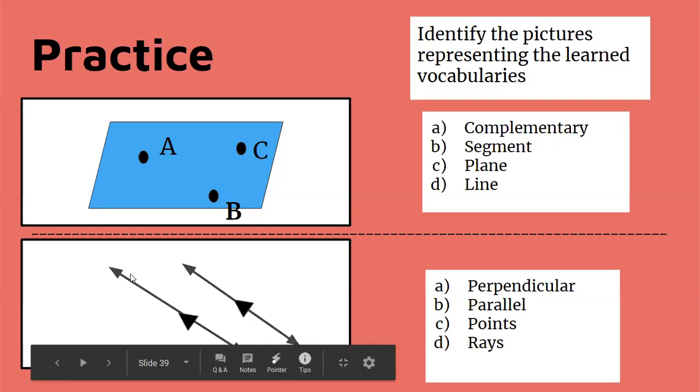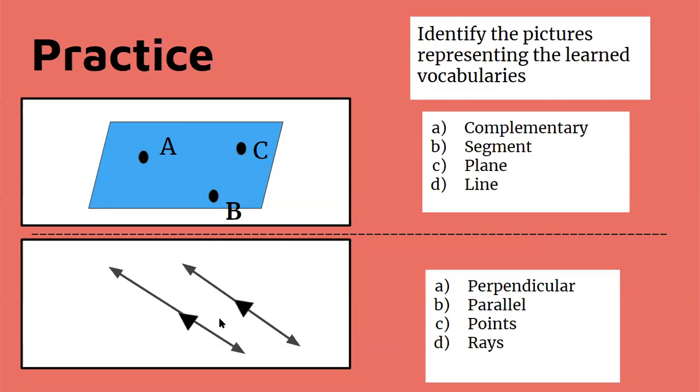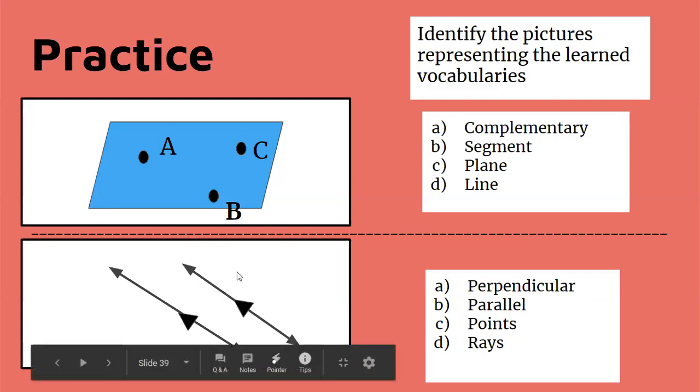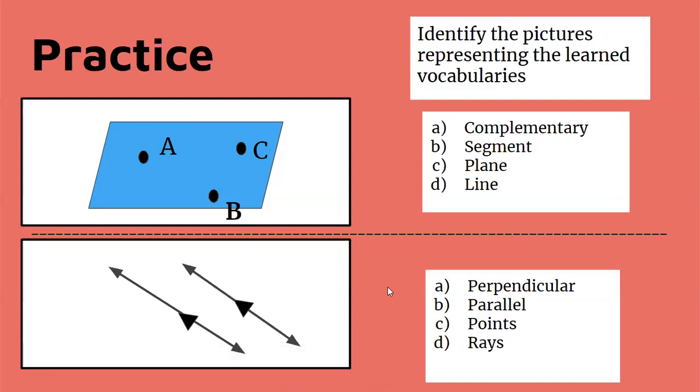Next image we have here is two lines with an arrow on each of the lines, which, if you can remember what I taught you guys, then you get the answer really quick. So we got A, perpendicular, B, parallel, C, points, D, rays. All right, just pause the video, and once you guys are finished figuring this out, then unpause it, and I'll meet you guys there. 3, 2, 1, pause.